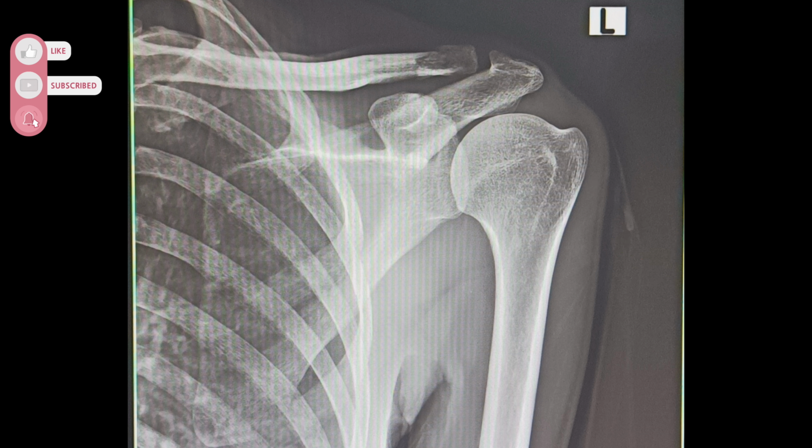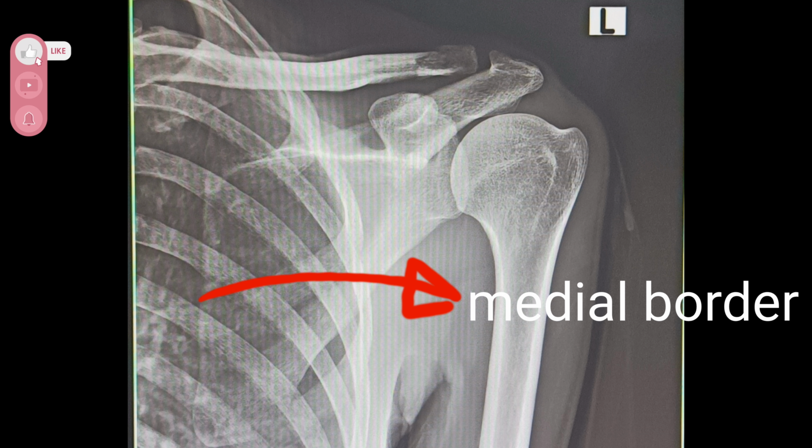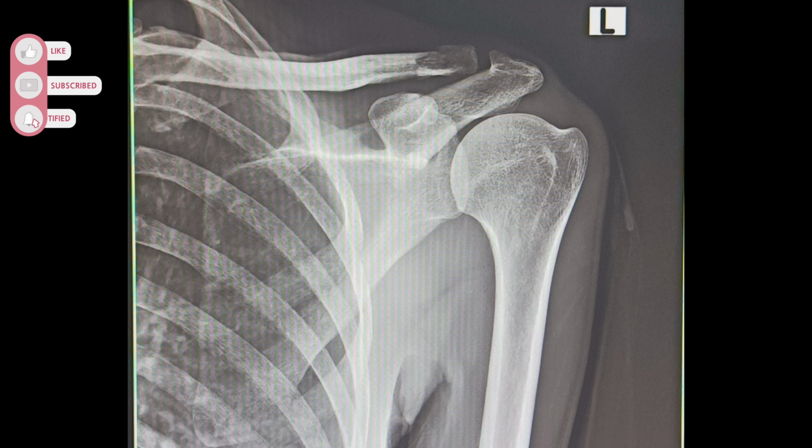Next, this elongated structure is the lateral border of the scapula, forming part of its outer edge. Then we can clearly see the inferior angle of the scapula, which is the lowest point of the shoulder blade. After that, we can identify the medial border of the scapula running parallel to the spine. This comprehensive view represents the AP X-ray anatomy of our complex shoulder joint.